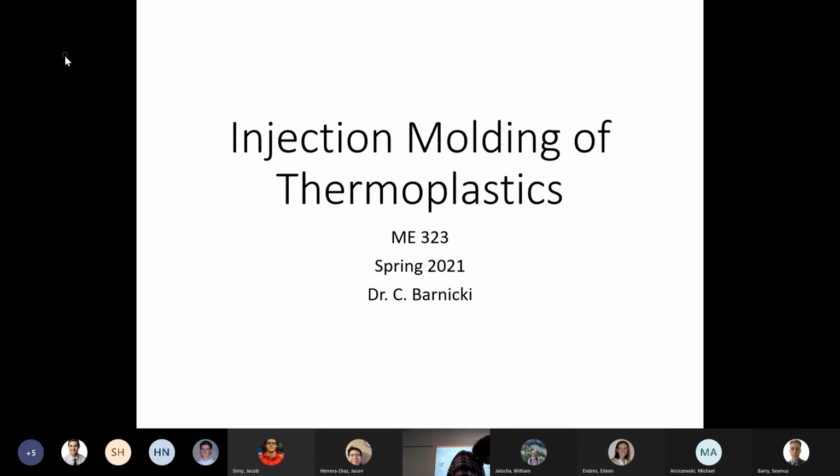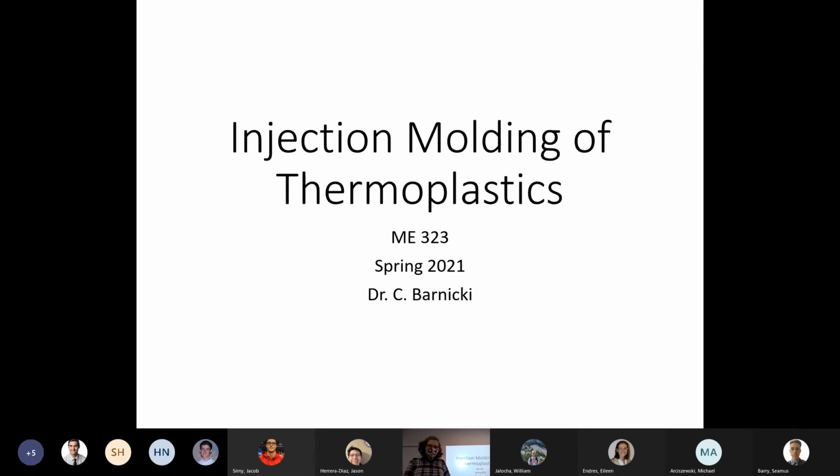Okay. So we're going to talk about a few different processes. The first one that we're going to look at is injection molding. Injection molding is one of the more common processes. Many plastics are produced by injection molding. And so we oftentimes see injection molding of thermoplastics and then alternative processes to injection molding.